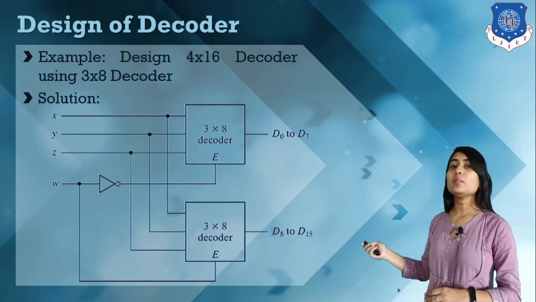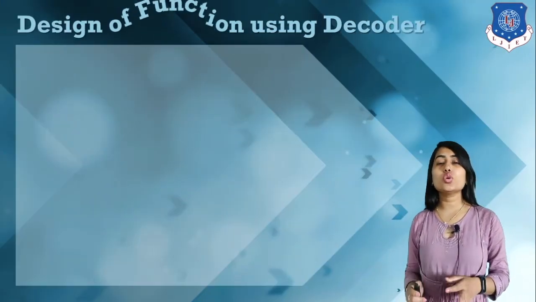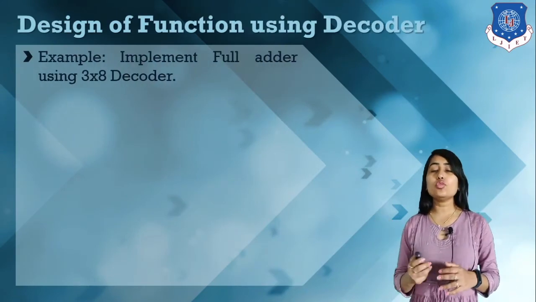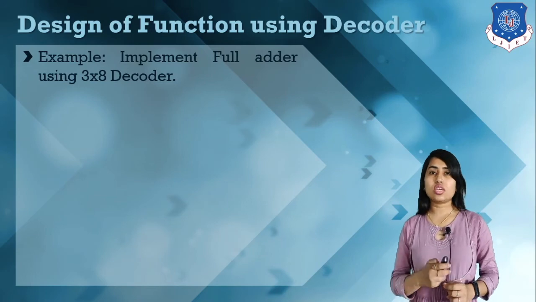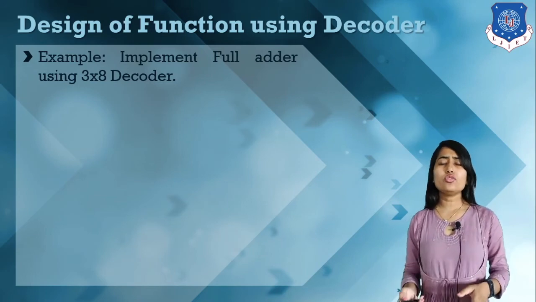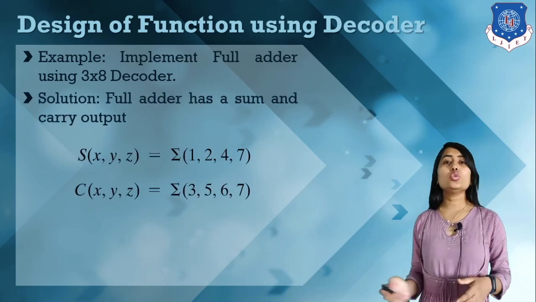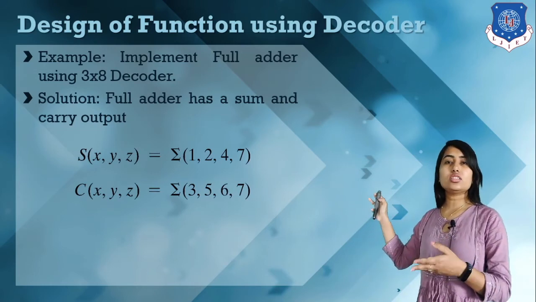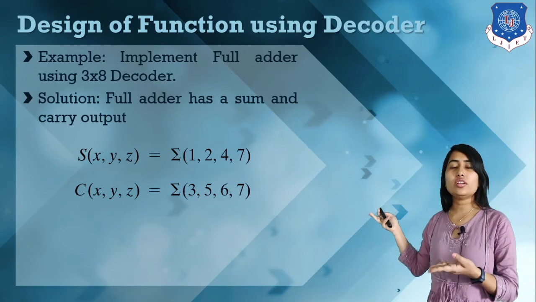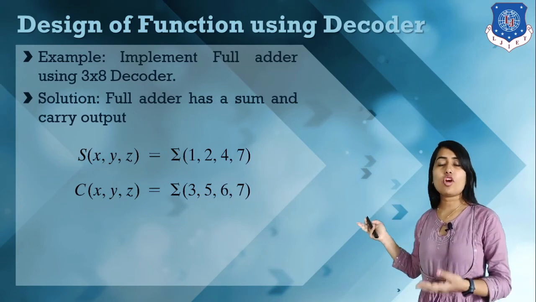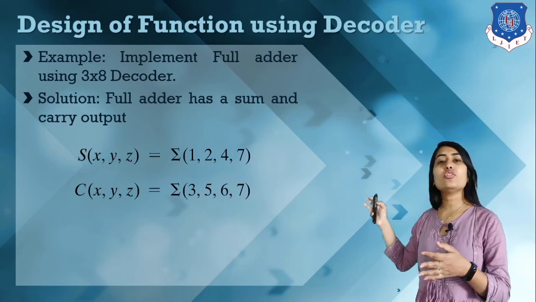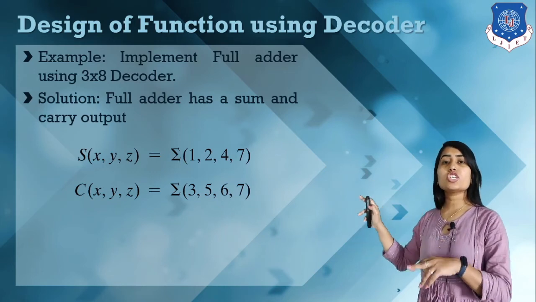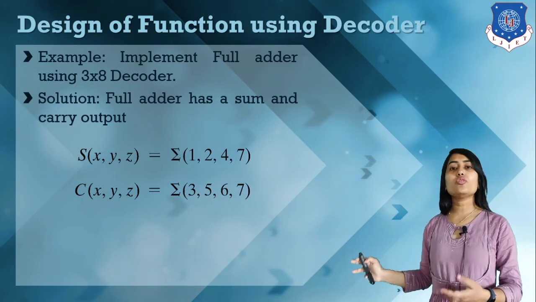Next we have function implementation using a decoder. Here we have one example: design a full adder using a 3x8 decoder. For a full adder we have two outputs, sum and carry. In the sum we have this kind of expression. If we convert that into min term form, we have expressions for sum and carry. That means we have to perform a summation of these terms for sum, and for carry we perform a summation of these terms.